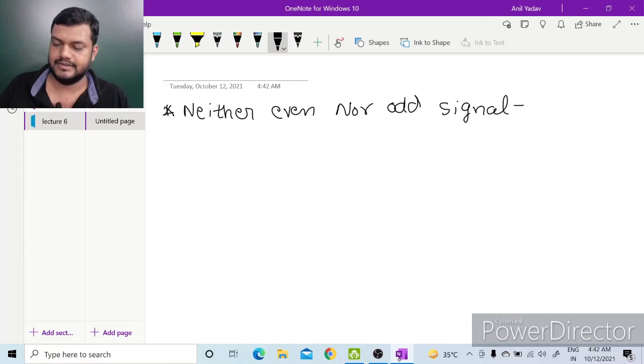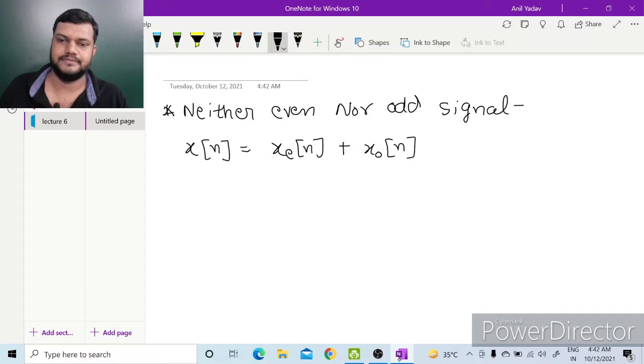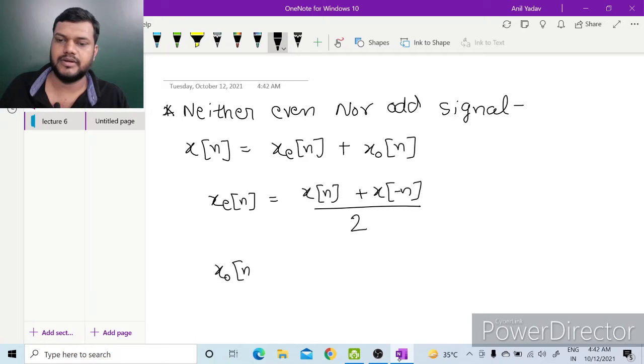So any signal x[n] can be written as a combination of even and odd part. x of n will be xe of n, that is the even part of x[n], plus xo of n, that is the odd part of x[n], where xe[n] will be x[n] plus x of minus n by 2, and xo[n], that is the odd part of signal x[n], will be x[n] minus x of minus n by 2.